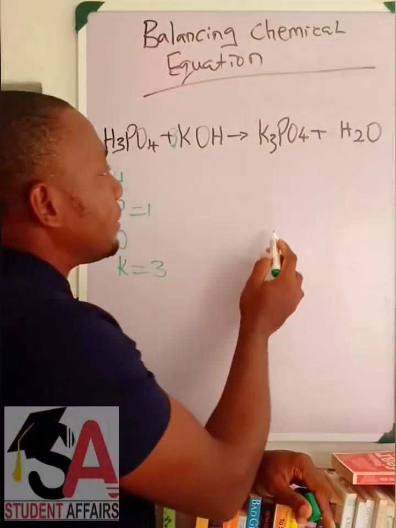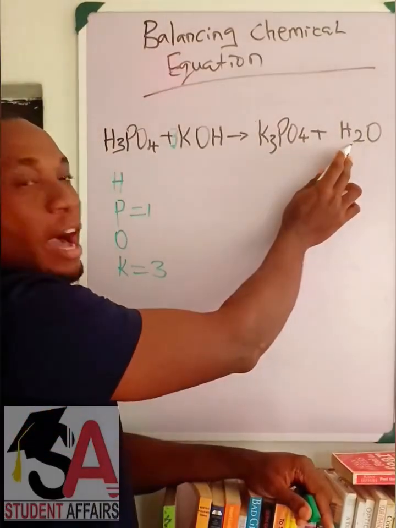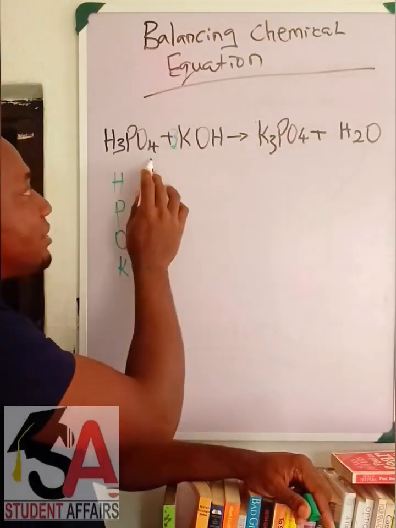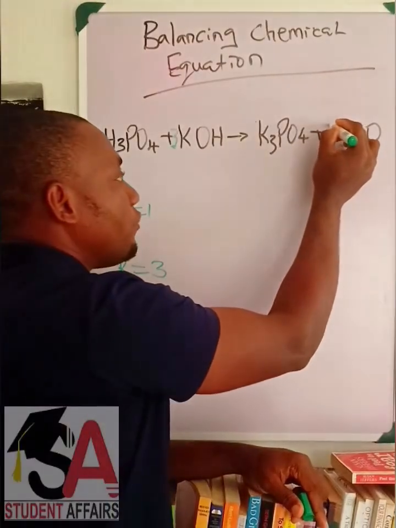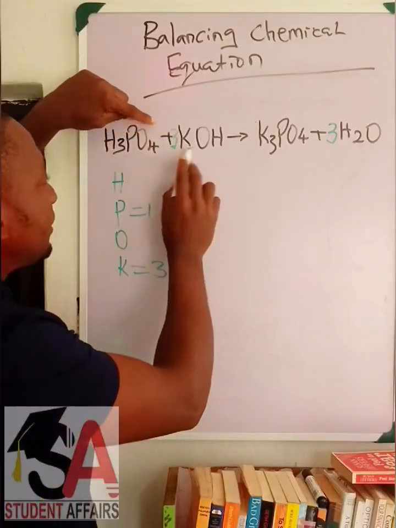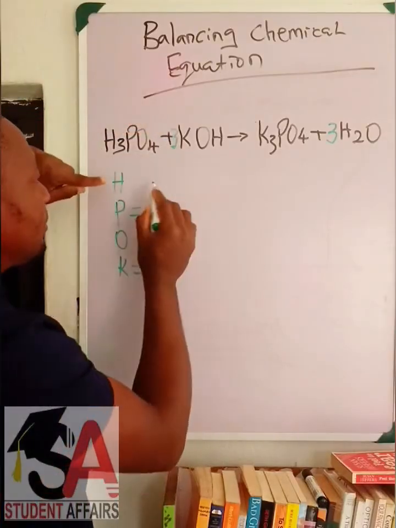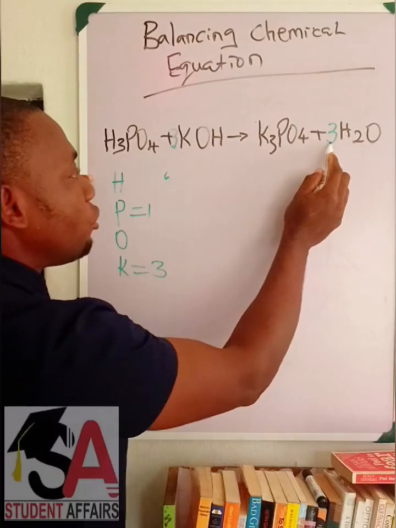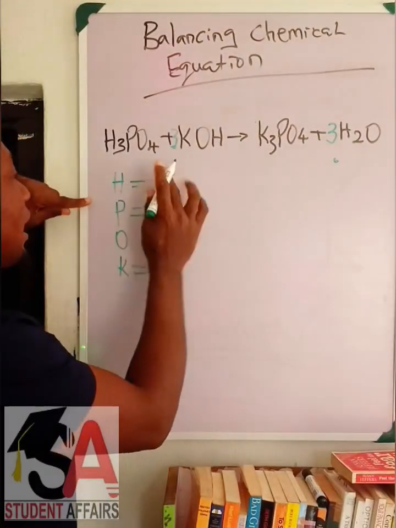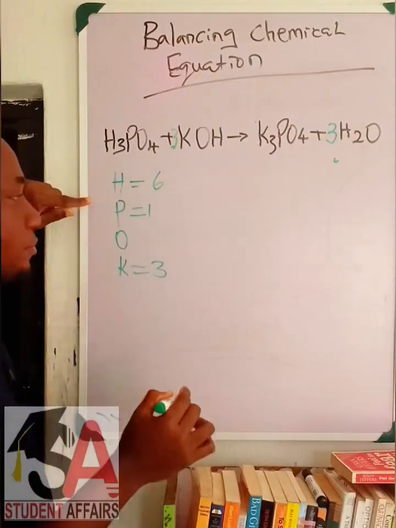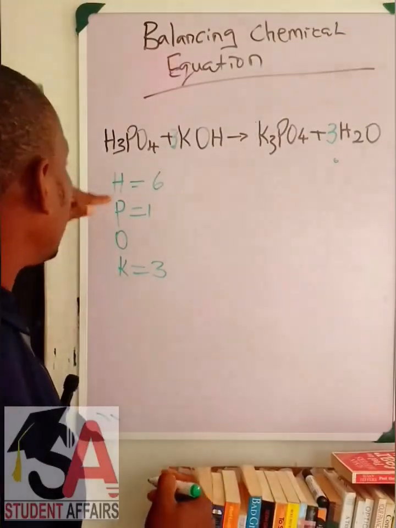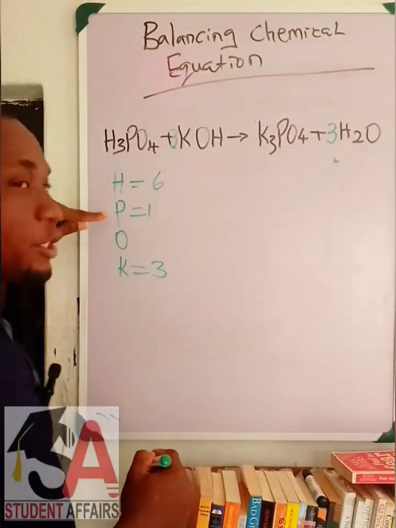So let's look at the other side. Here we have 2 hydrogen. So for us to get 6 hydrogen on this side, remember we have 6 here, we have to introduce a coefficient here, 3. So hydrogen is 3 plus 3, 6, right? Then here hydrogen is also 2 times 3 gives you 6. So hydrogen is now 6. We have balanced potassium. We have balanced hydrogen as well as phosphorus.